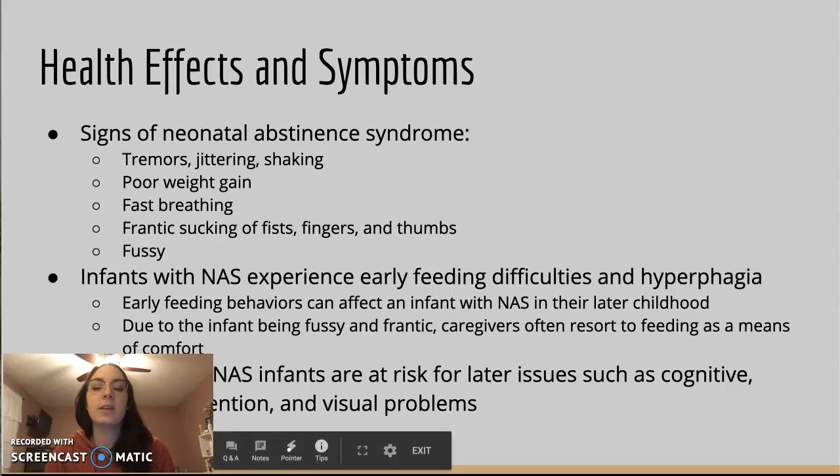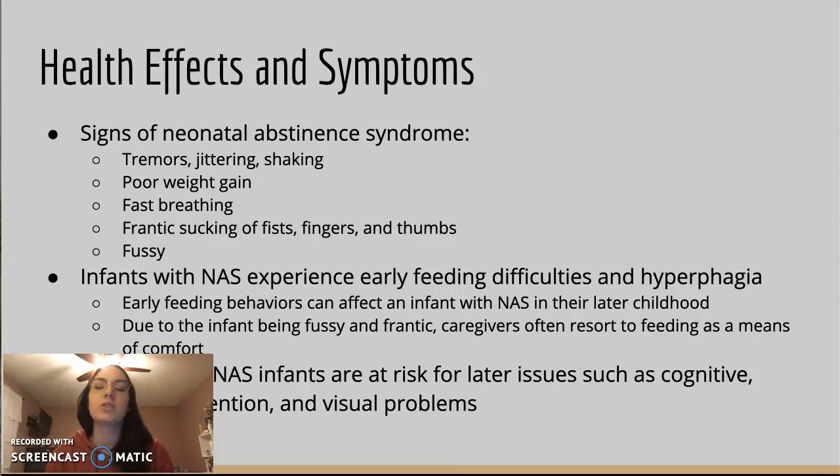It's thought that NAS infants are at risk for later issues, such as cognitive, language, attention, and visual problems, which, again, I see in the boy at my daycare. He also has visual problems. He has a really bad lazy eye, and this is due to him being born addicted to drugs.